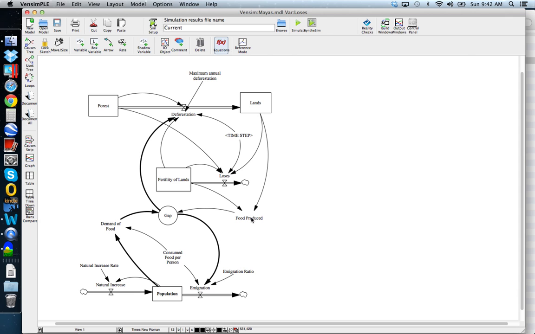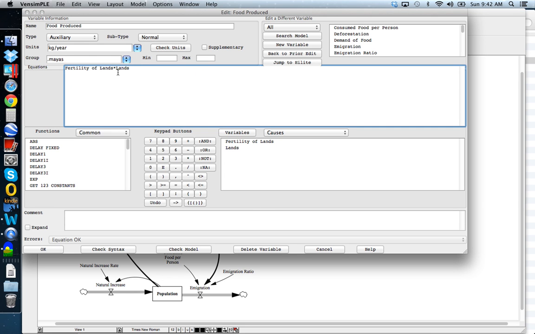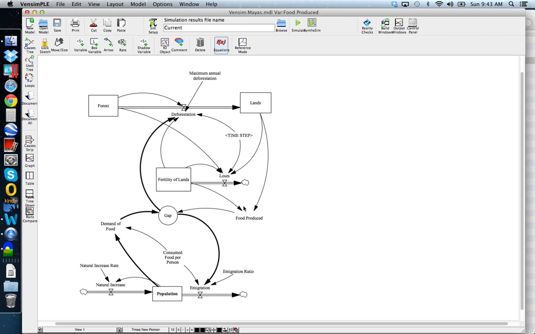And the food produced is really just the availability of lands times their fertility. So it's a product. It's got kilograms per year as units, and this will tell you the amount of food that's produced. So that's essentially how the model works. If you want to put it in a nutshell, population grows limited by a demand for food. The demand for food is driven by the population, and it's compared to a gap. The gap is created with the food that's produced, which is driven by the conversion of forest to lands and the fertility of these lands.